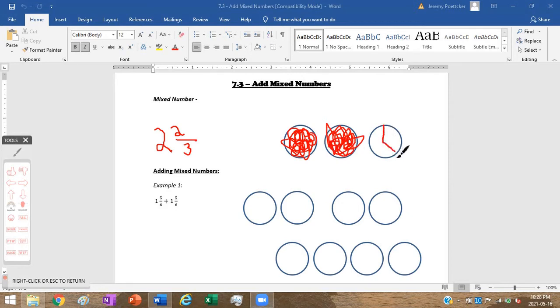And then we have to divide this into three equal pieces, or they're supposed to be anyways, and I shade in two of them. So I have two wholes, two complete circles, plus 2/3 of a circle.